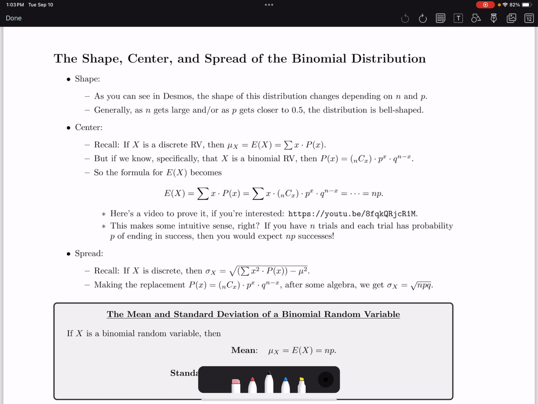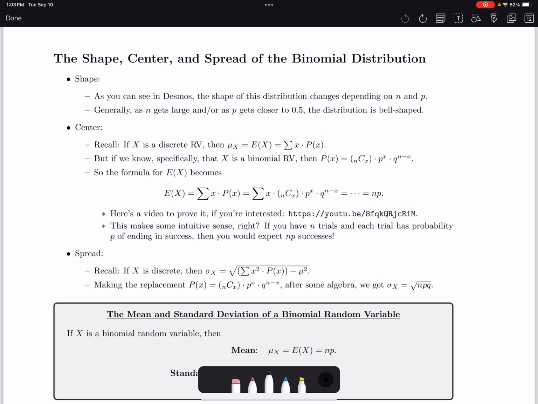You may remember from the previous section that the mean is the same as the expected value, and for a discrete variable, it's the sum of x times p of x. Well, we now know that p of x is n choose x times p to the x times q to the n minus x. If you replace p of x with the PDF formula, and then do a bunch of algebra that I'm not going to go over, you just get n times p.